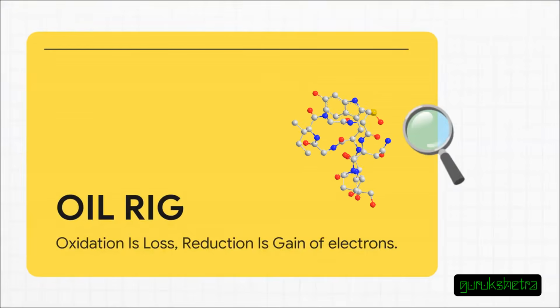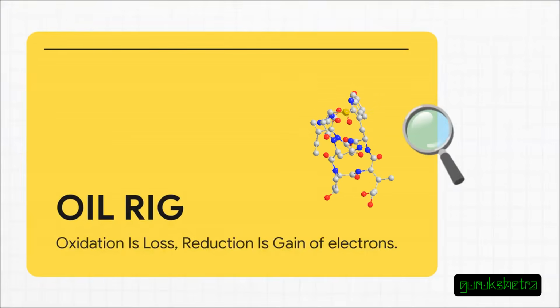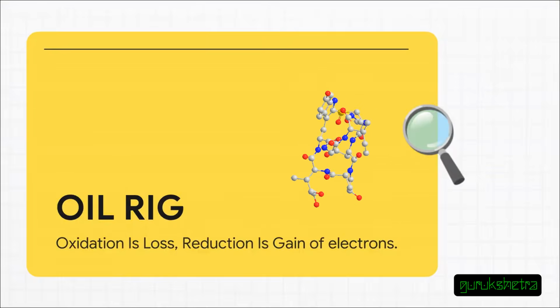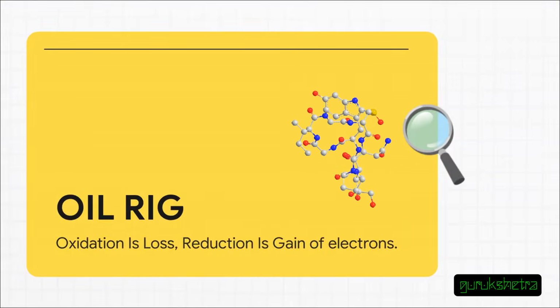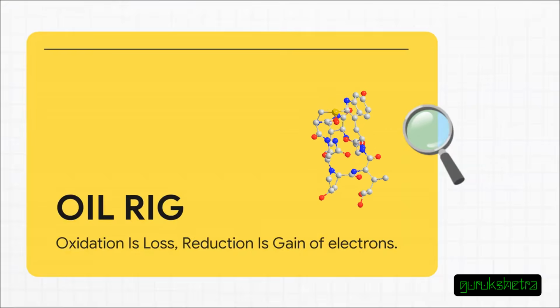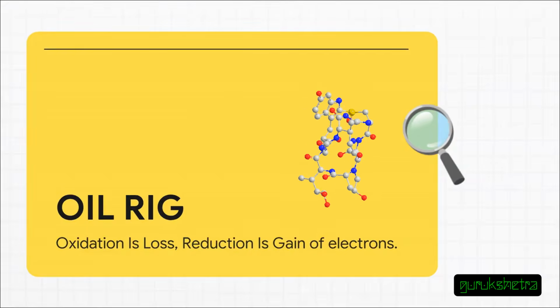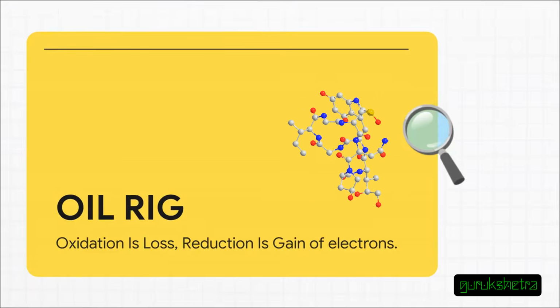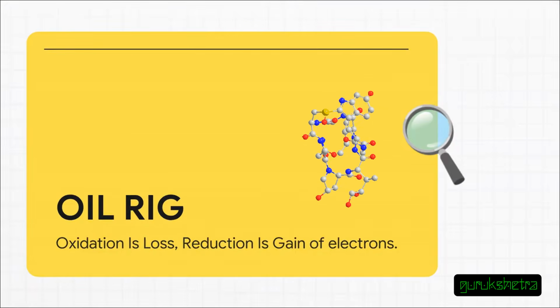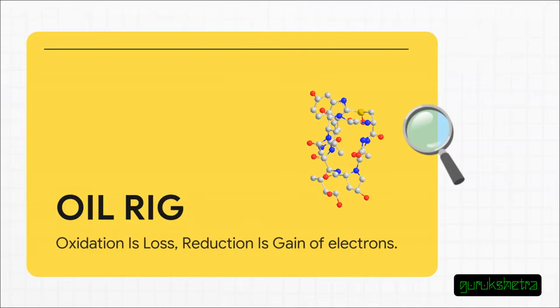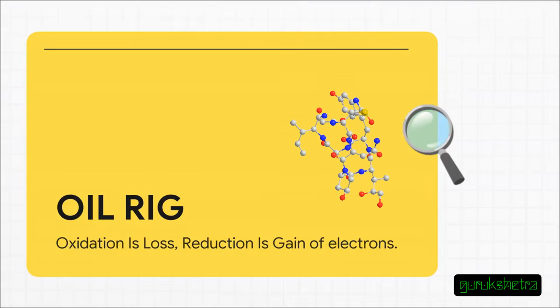When it comes to your exams, the absolute easiest thing to mix up is which process loses electrons and which one gains them. So here is a classic memory trick you can use. Oil rig. Just picture a giant oil rig out in the ocean. OIL stands for oxidation is loss. RIG stands for reduction is gain. If you just remember oil rig, you will always know exactly how those tricky electrons are moving.